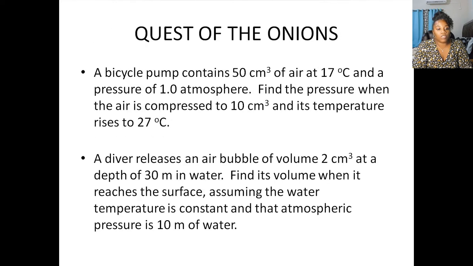Now here we have questions. 1. A bicycle pump contains 50 centimeters cubed of air at 17 degrees Celsius and a pressure of 1 atmosphere. Find the pressure when the air is compressed to 10 centimeters cubed and its temperature rises to 27 degrees Celsius. And 2. A diver releases an air bubble of volume 2 centimeters cubed at a depth of 30 meters in water. Find its volume when it reaches the surface, assuming the temperature of the water is constant and that atmospheric pressure is 10 meters of water.